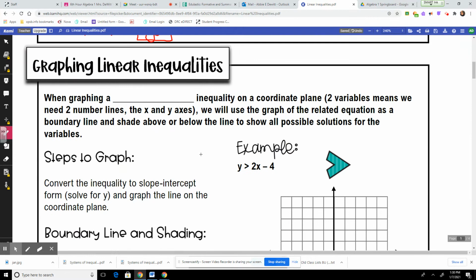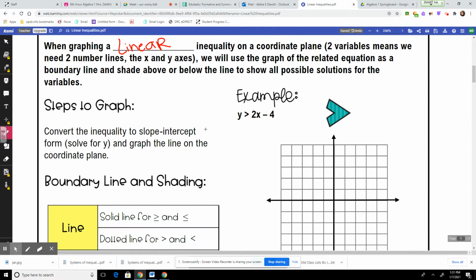So now I'm going to go on to the next half of the paper, graphing linear inequalities. That was telling whether an ordered pair provided is a solution algebraically. Now we're going to graph and determine if the ordered pair is a solution graphically. So when graphing a linear inequality on a coordinate plane, 2 variables means that we need 2 number lines, which is the x and the y axes. We will use the graph of the related equation as a boundary line and shade above or below the line, depending on your inequality symbol, to show all possible solutions of the variables.